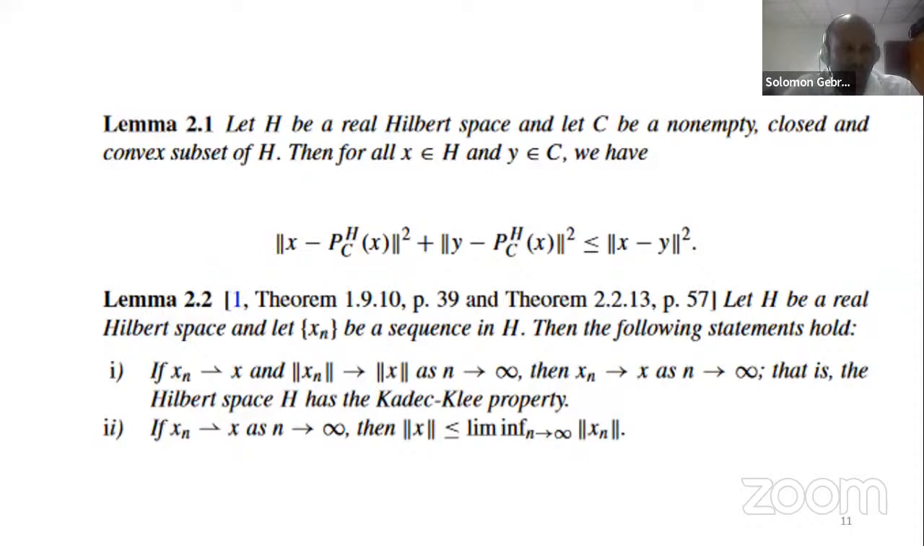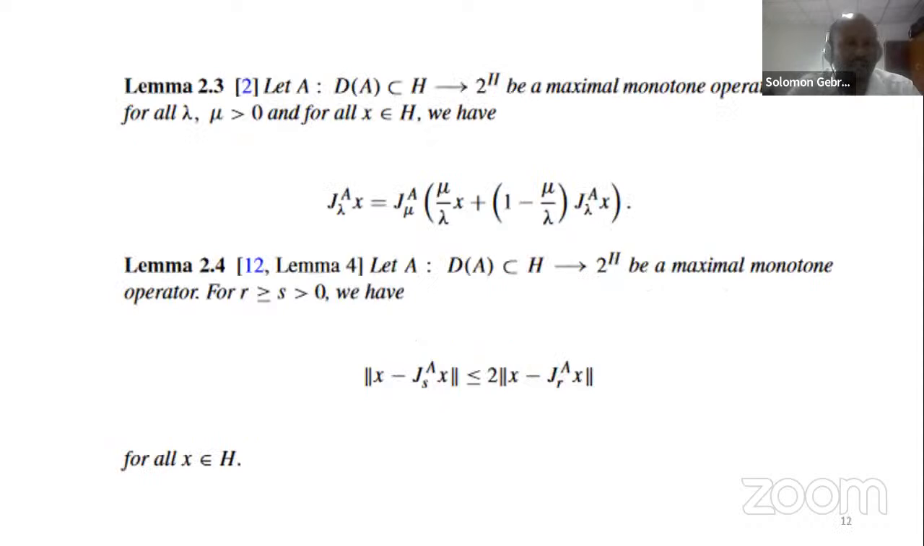This was another very important lemma where we have a sequence x_n in H. If x_n converges weakly to x and the norm of x_n converges to the norm of x as n goes to infinity, this shows that x_n converges strongly to x. And the second is if x_n converges weakly to x as n goes to infinity, then the norm of x is always less than or equal to the lim inf of the norm of x_n as n goes to infinity. And this is also another very important property, Lemma 2.3 and also Lemma 2.4.